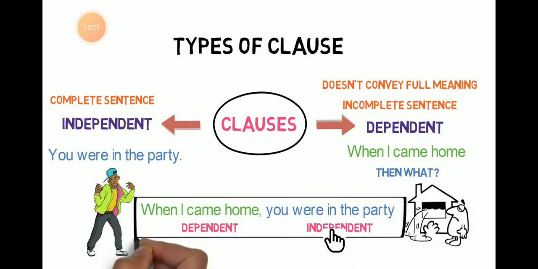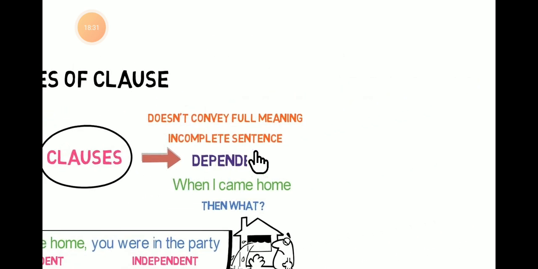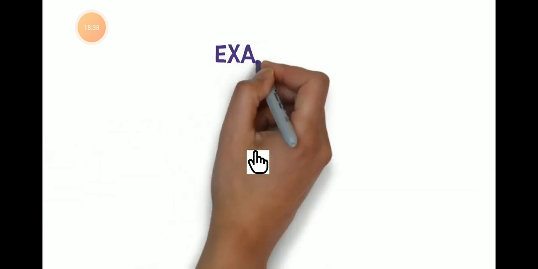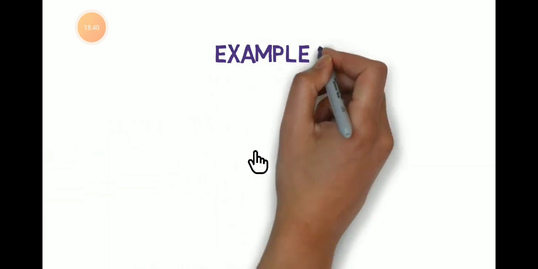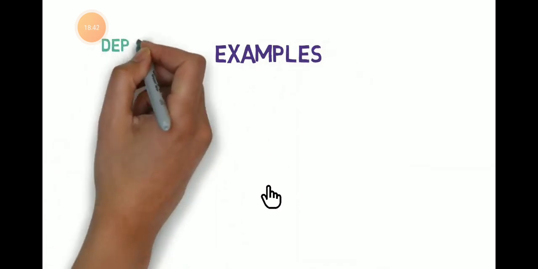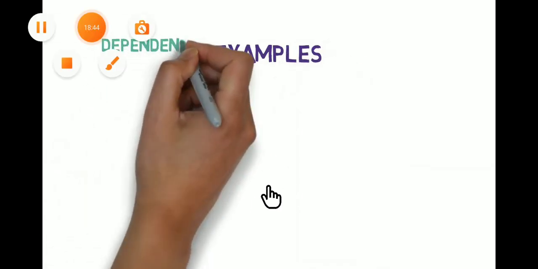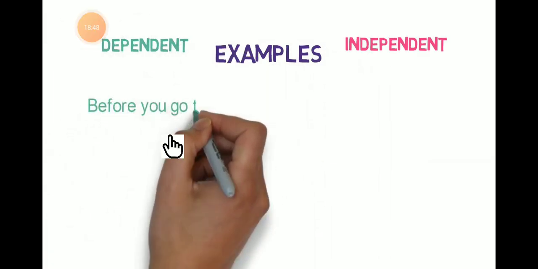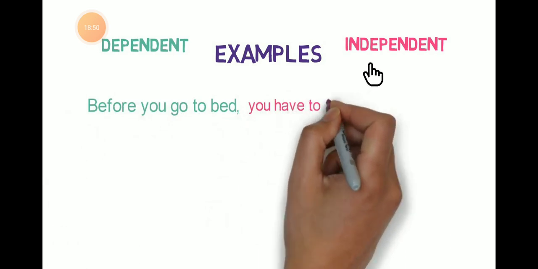So here, what we have learned about the clauses is that these are of two types, independent and dependent. Understood, students? And there are more features we have learned here. Now let's begin with more and more examples of independent and dependent clauses.